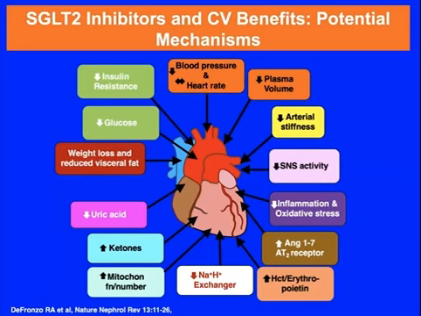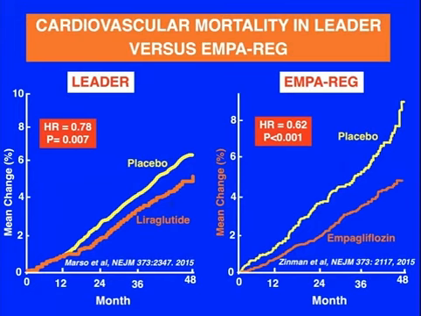So there are a lot of mechanisms in addition to the hemodynamic and metabolic theory, and you'll see over the next several years a lot of work to sort out exactly how these drugs are working. Now, on the left, I want to show you one of the early GLP-1 receptor agonist cardiovascular studies, the LEADER study. And on the right, I want to compare it to the EMPA-REG outcome study.